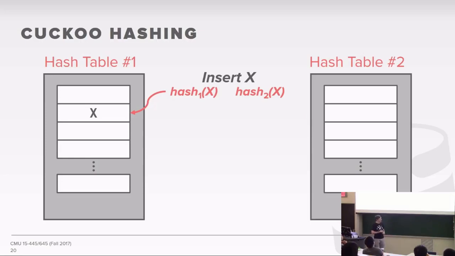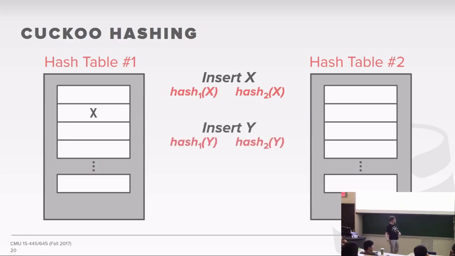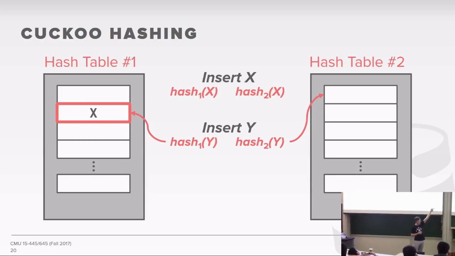Now I want to insert y, same thing. I'll hash it twice using the two different hash functions. In this case, for the first hash function, it maps to the same location as x, which is the last thing I just inserted. So I don't want to put anything there. But then the second hash function maps to an empty slot in the second hash table. So I can go ahead and insert y there. That's fine. So now, again, if I want to do a lookup on, say, y, I'll apply both these hash functions again.